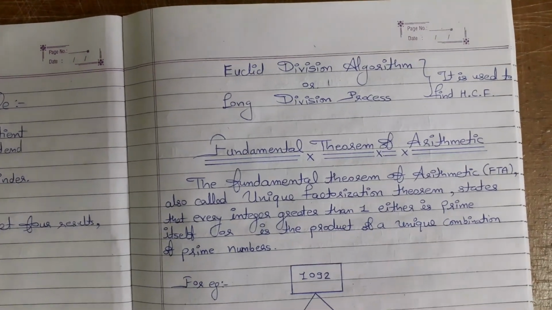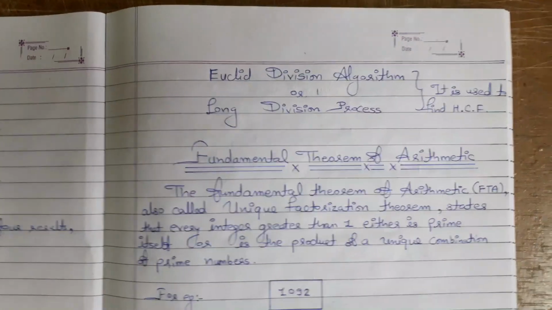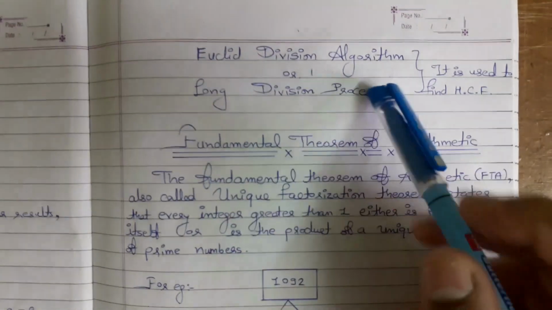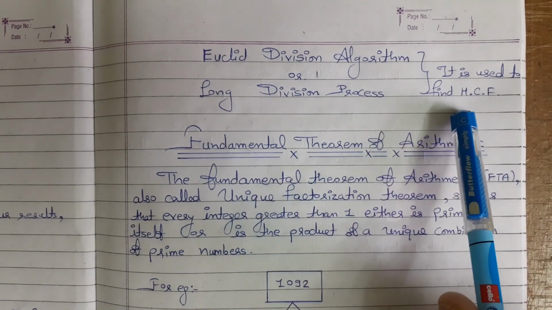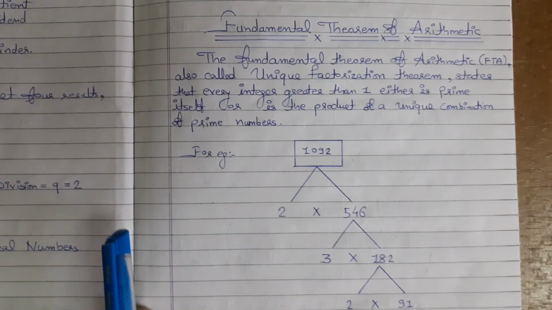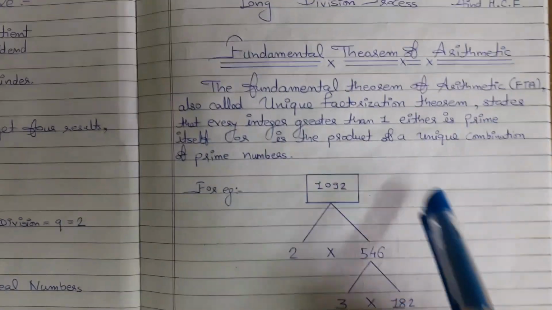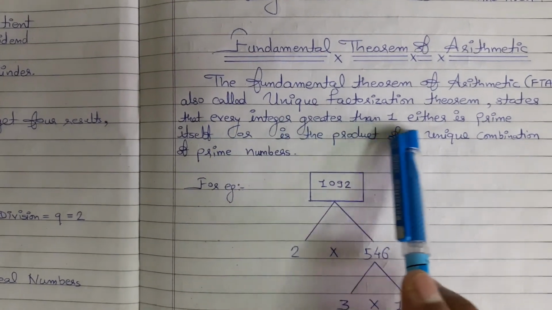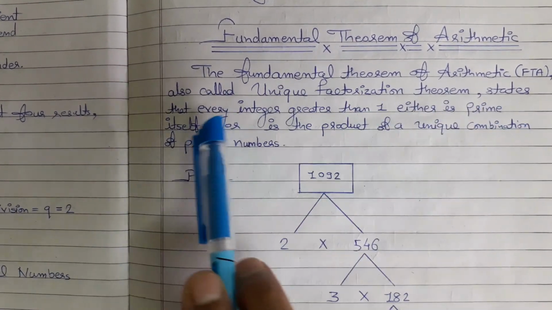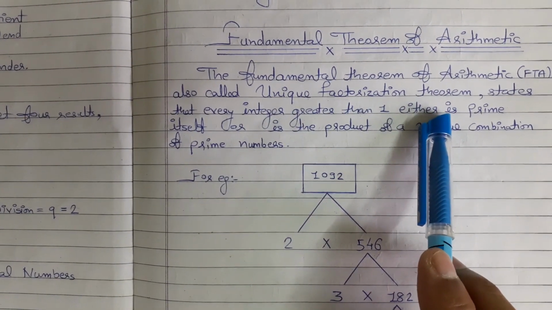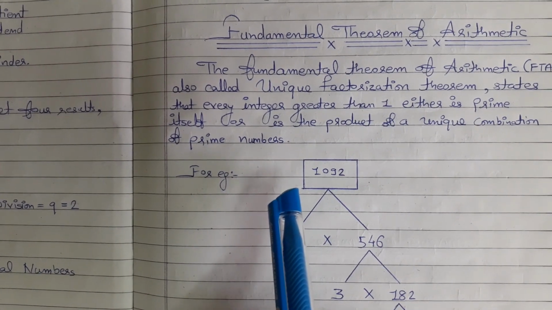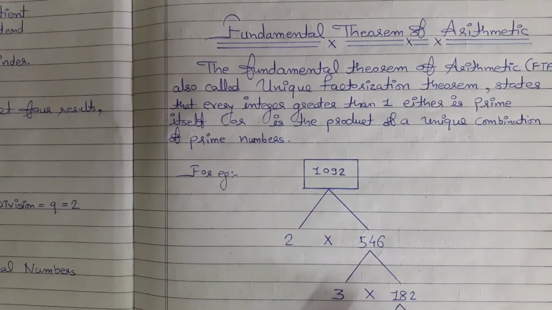Moving forward to another topic in the theory, that is the Euclid division algorithm or long division process. These both are mainly used for finding the HCF, highest common factor. Then the next topic in the theory is the fundamental theorem of arithmetic. The Fundamental Theorem of Arithmetic, FTA, also called the unique factorization theorem, states that every integer greater than 1 either is prime itself or is the product of a unique combination of prime numbers.